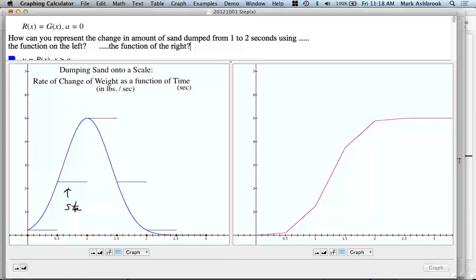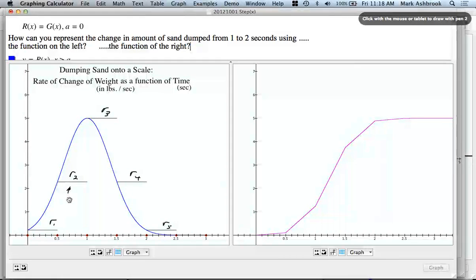Minus the, and then for, that just gives you the rate, right?